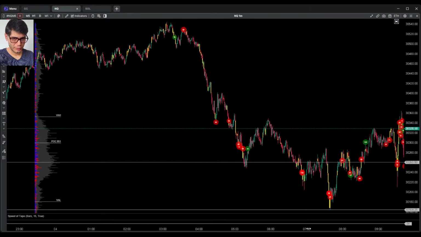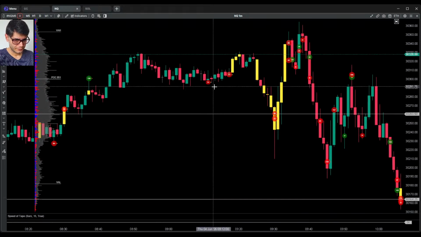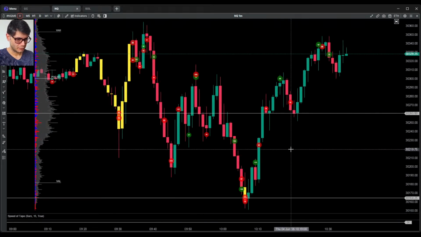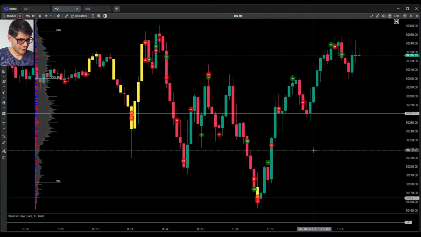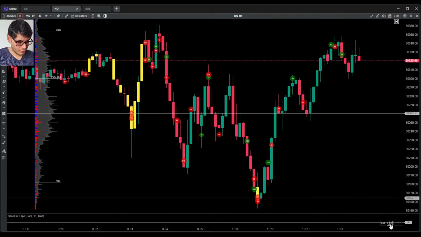Does it even work? Where's the heat map? Doesn't work here. I have to use the old platform. That one has it. Okay, now I see wicks. There you go. That's passive.